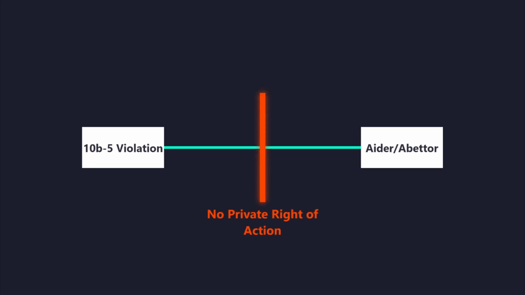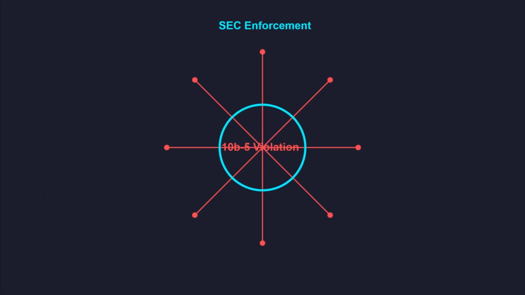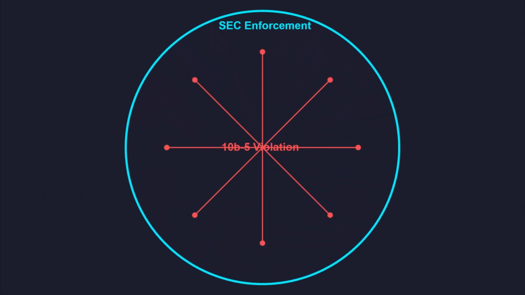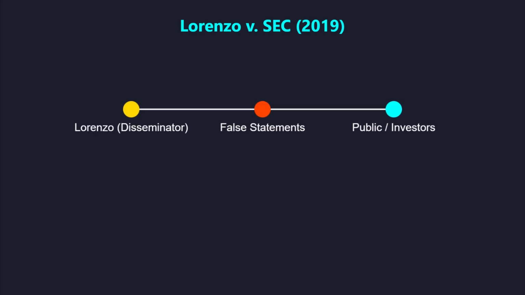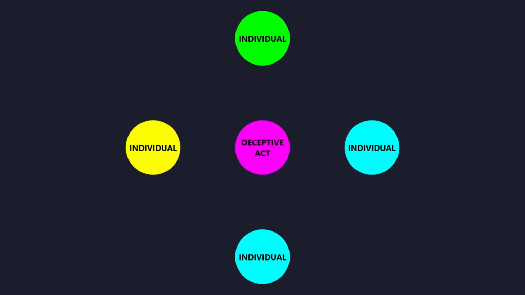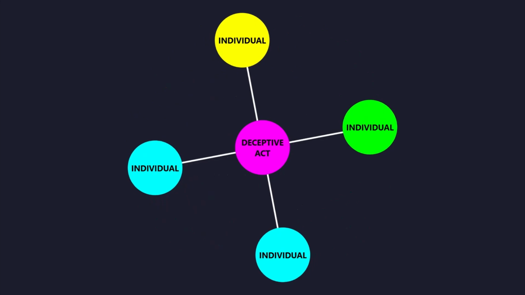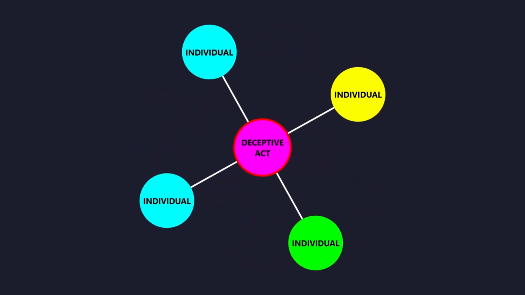In Central Bank of Denver, the Supreme Court ruled that there is no private right of action for aiding and abetting a 10b-5 violation. Unlike private plaintiffs, the Securities and Exchange Commission can bring enforcement actions against those who aid and abet 10b-5 violations. In Lorenzo v. SEC, the court held that those who disseminate false statements with intent can be liable as primary violators under clauses A and C. Scheme liability allows for the prosecution of individuals who engage in deceptive acts, even if they did not personally make a false statement.